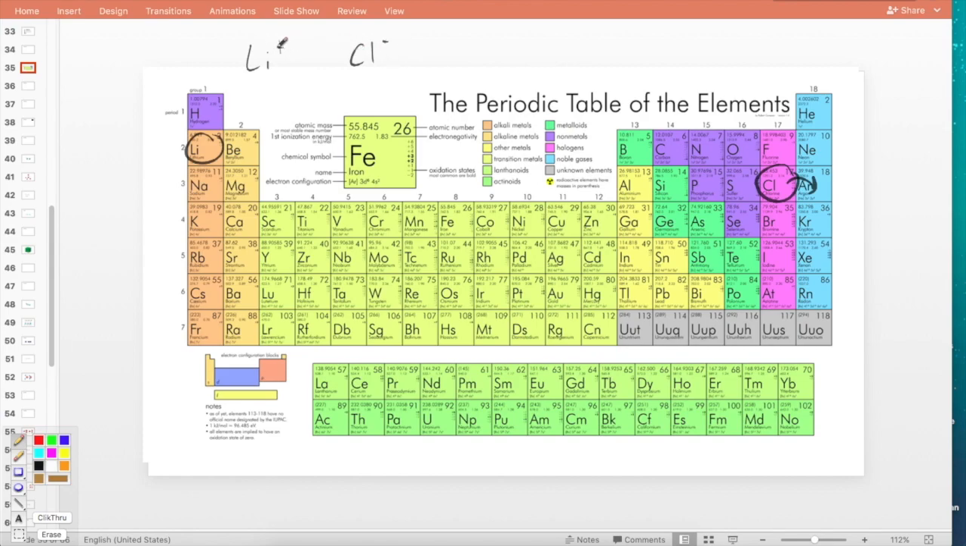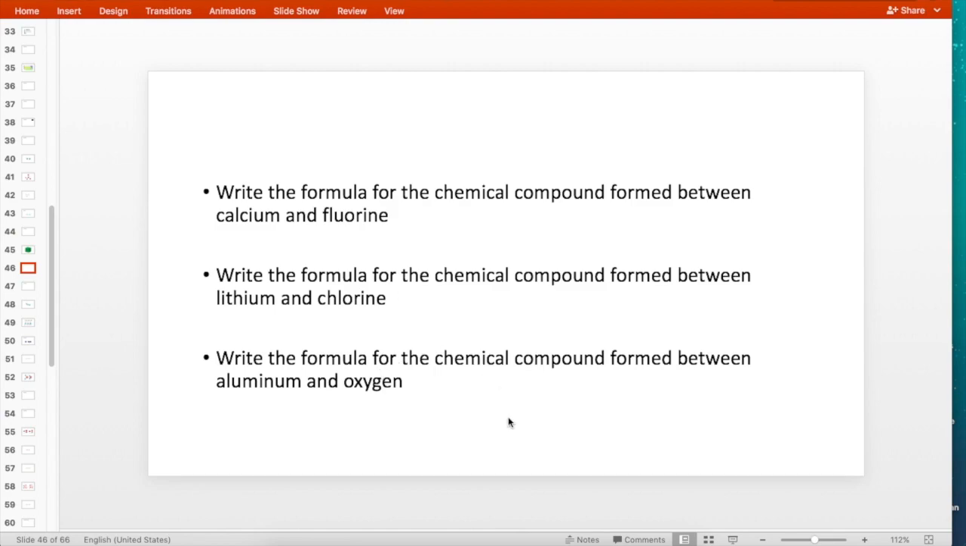This is quite simple. 1+, 1-, what's the ratio going to be? 1 to 1. LiCl would be the chemical formula. By the way, we always write the metal, the positively charged cation, first, LiCl. How about this one? The chemical compound formed between aluminum and oxygen.